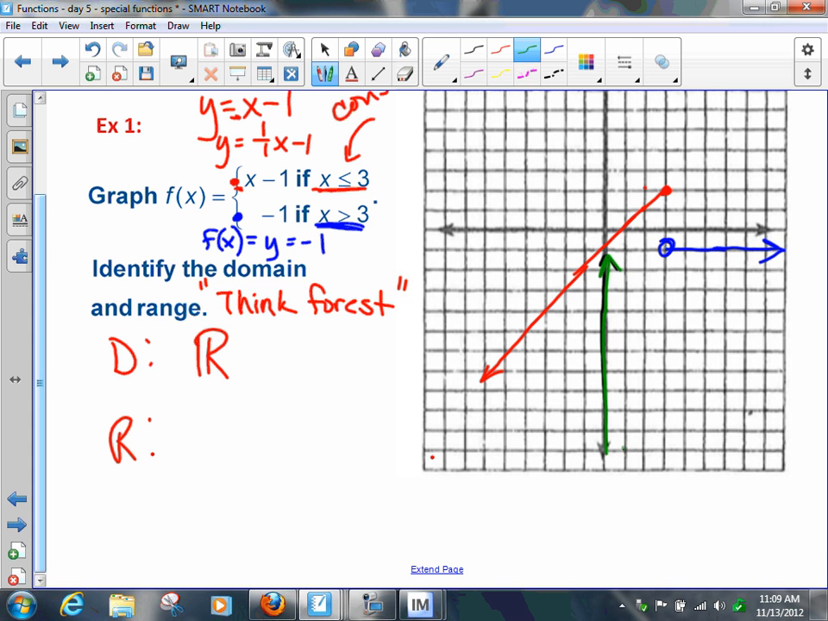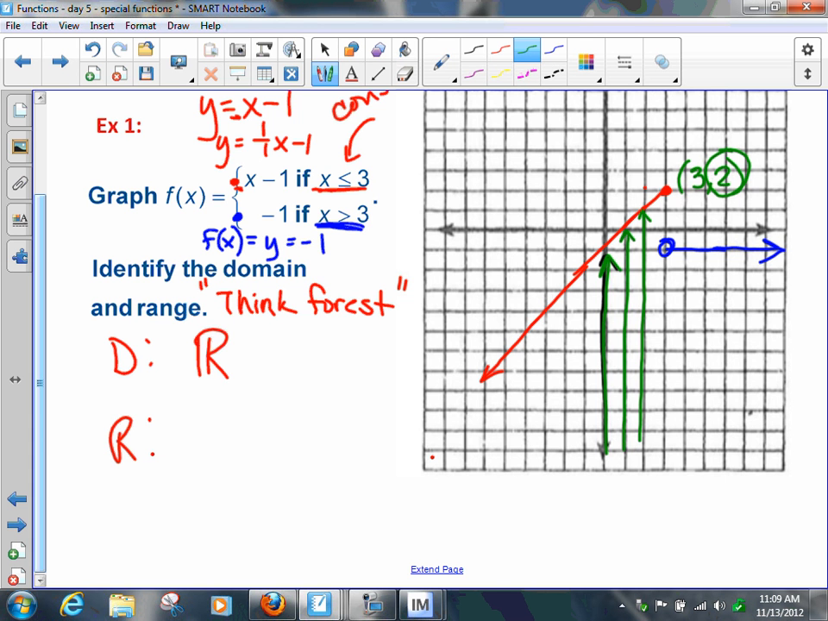Is it also going to 0? Is it also going to, what is that value? 1? Positive 1? I'm thinking y values. What's the highest possible y value? 2. Now, where am I getting 2 from? What's this ordered pair right here, folks? 3, 2. Ah, there's my 2. So, how would I write my range?